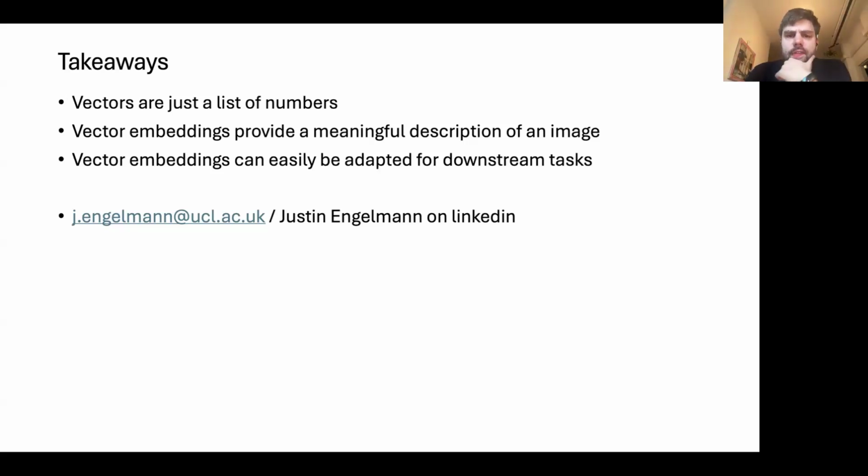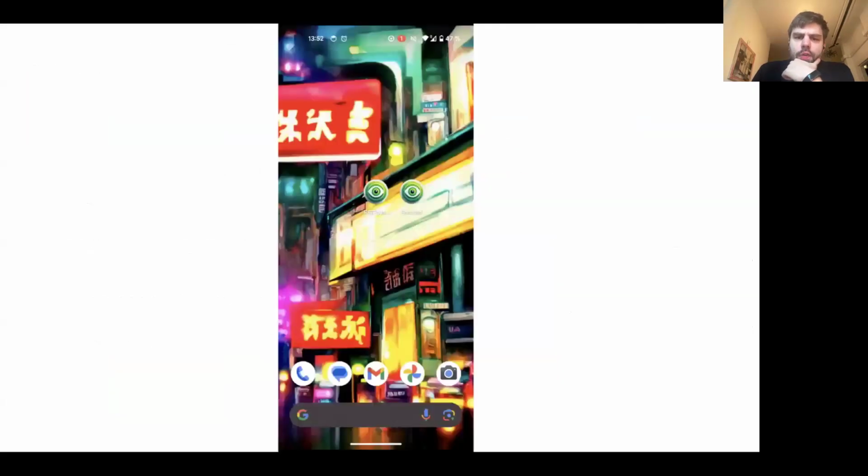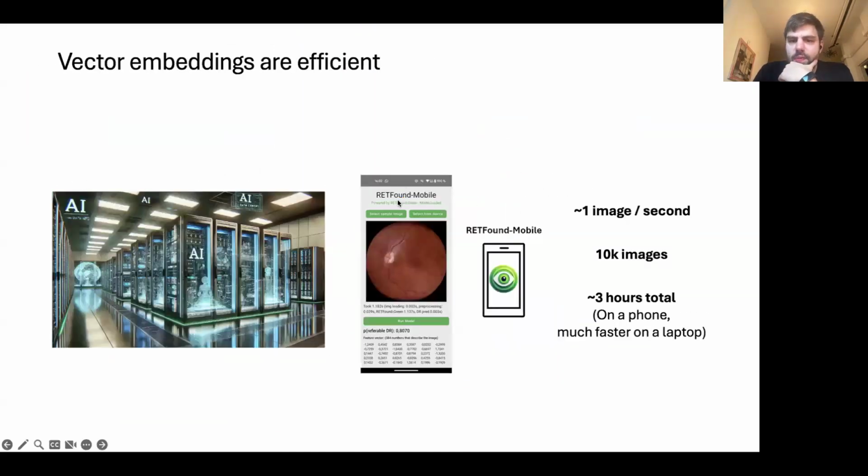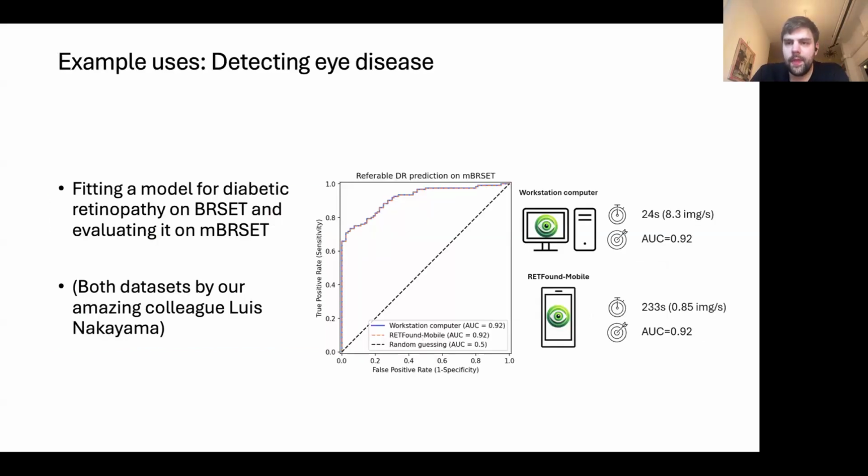The second thing is something I've glossed over, but for this app, I'm using something called RETFound-Green. It's currently still under review, but there's a preprint on arXiv. This is a model that uses a much smaller vision transformer and was trained slightly differently. Here the representations are only 384 dimensional, so about 2.6 times less space, and the model runs much faster.